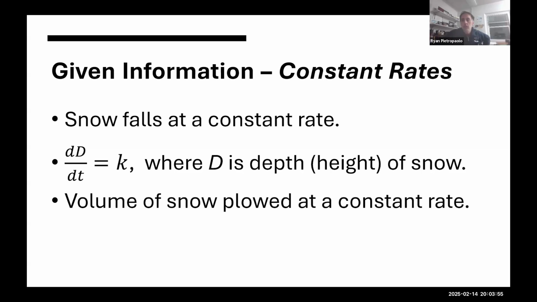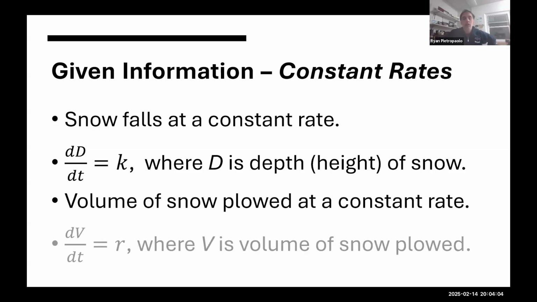And then V we're going to let be the volume of snow plowed, and that's going to be at a constant rate. So where V is the volume of snow that's being plowed, therefore dV/dt is equal to some constant R, where again, V is the volume of snow that's plowed.